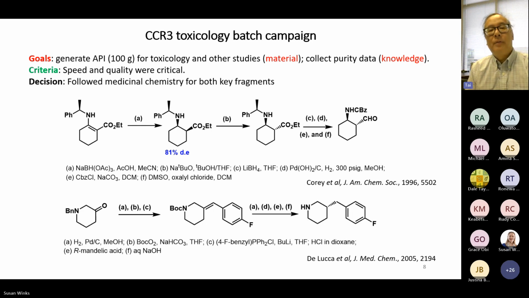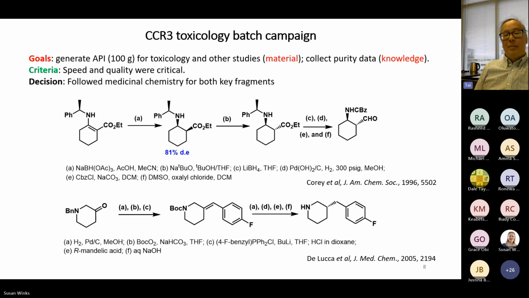So the goals are obvious. We have to make enough material for toxicology and other studies, including formulation. And we have to collect a lot of purity data to understand the purity profile of the drug. The criteria for measuring success in this case is definitely the speed of development, the speed of scale up, and the quality of the drug substance being made. The decision at that point was fairly simple and obvious because we didn't have time, so we had to follow medicinal chemistry for both of the key fragments, and then follow known chemistry to put them together.